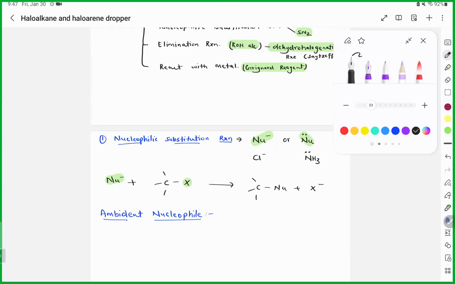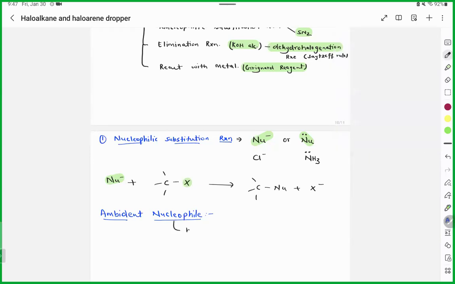For example, if you want to eat, then you can use two hands, but at a time, you will use only one hand. So use of the hand is also ambidentate nature. When you are playing football, you can hit with the left leg or right leg. It's your choice, but you have two options. Ambidentate nature. Everybody understood this? Yes, sir. So ambidentate nucleophile means a nucleophile has two nucleophilic centers.